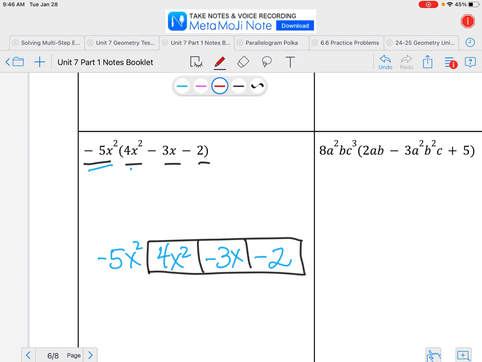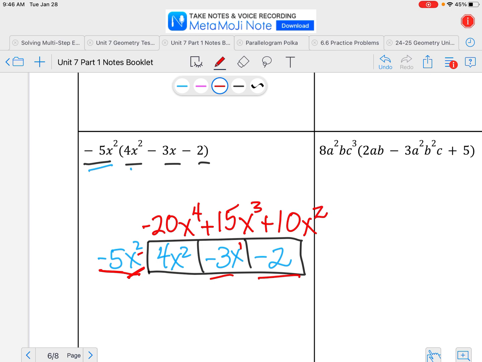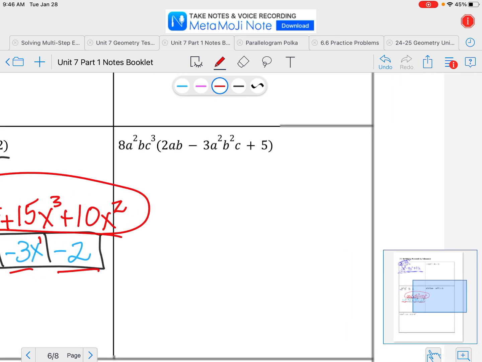Negative 5 times 4 is negative 20. Add the exponents, x to the 4th. Negative 5 times negative 3 is positive 15, so we put a plus sign. X to the 2 plus 1 is 3. Negative 5 times negative 2 is positive 10. X squared times no more x's stays the same. And that's my answer. I can't simplify it anymore. I can't go any further, so that's my answer. There's no like terms left.